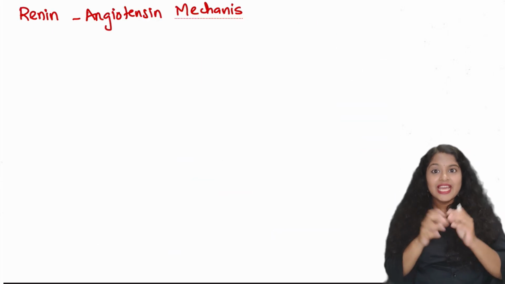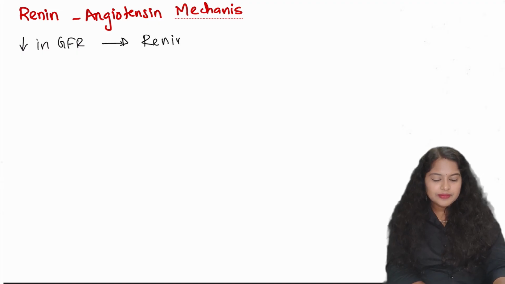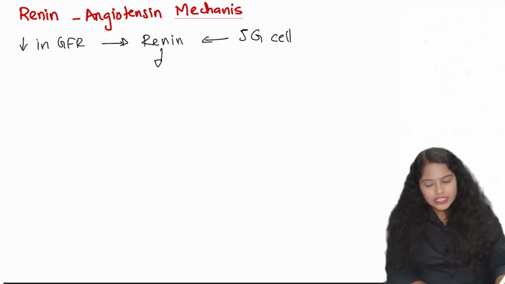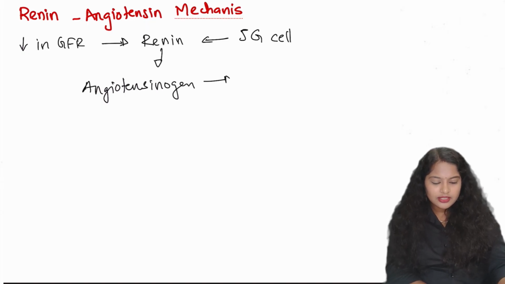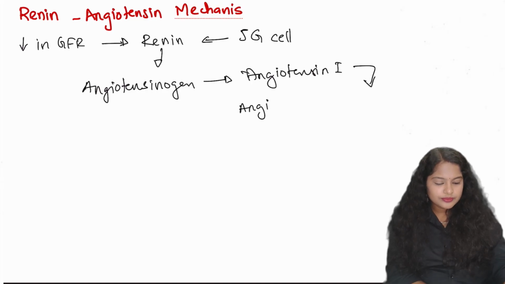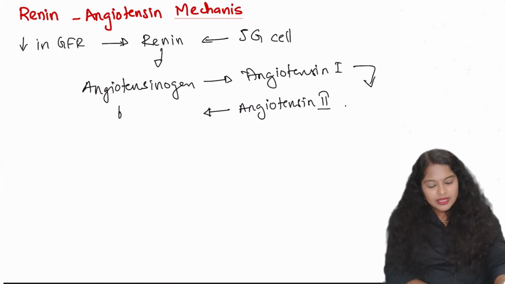So next we are going to learn the renin-angiotensin mechanism. Here, what happens when there is a fall in GFR? Renin is produced by the JG cells. So juxtaglomerular cells will produce renin when there is a fall in GFR. And what will this renin do? It will convert angiotensinogen to angiotensin 1, and then it will convert it again into angiotensin 2. And this angiotensin 2 will increase the glomerular blood pressure and thereby increase the GFR.